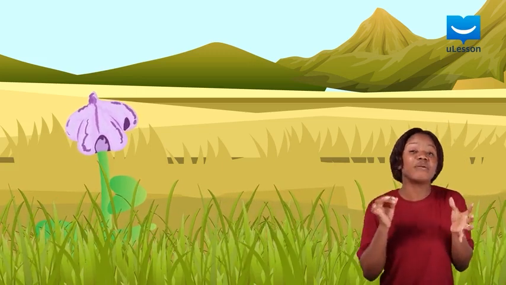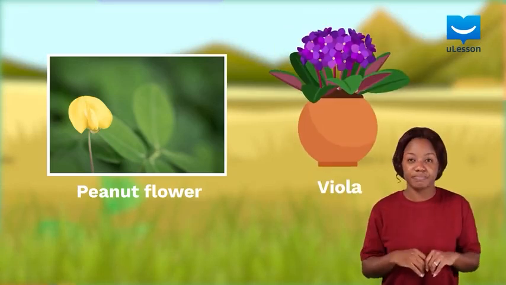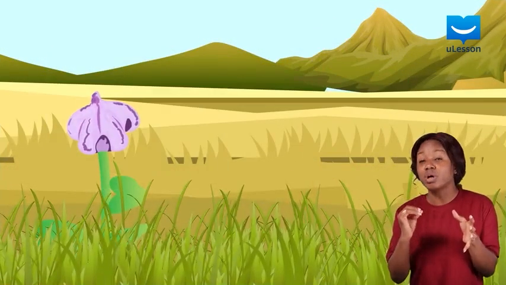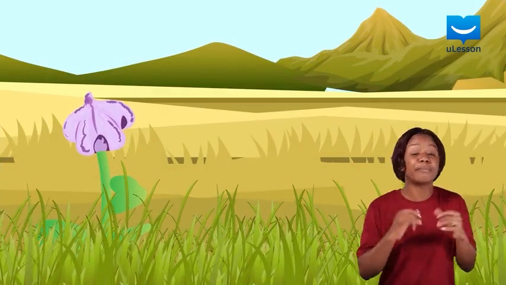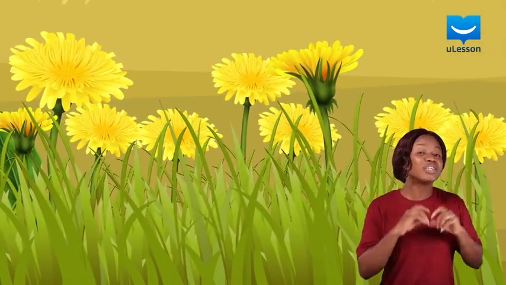Examples of cleistogamous flowers include peanut flowers and viola. The common wood sorrel can also have cleistogamic flowers at some point in its life cycle. There's another condition that promotes self-pollination.